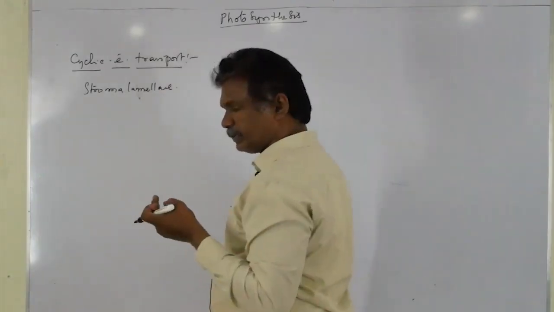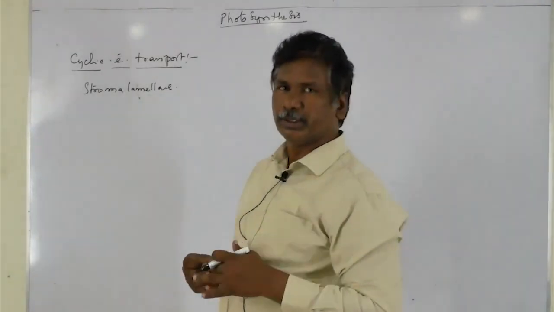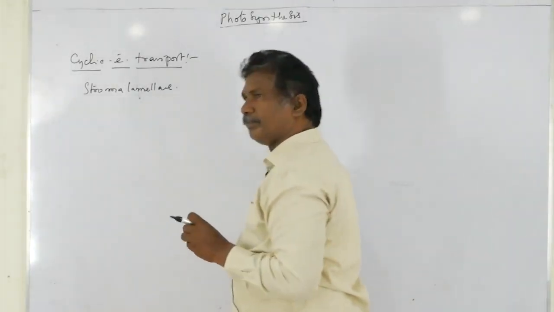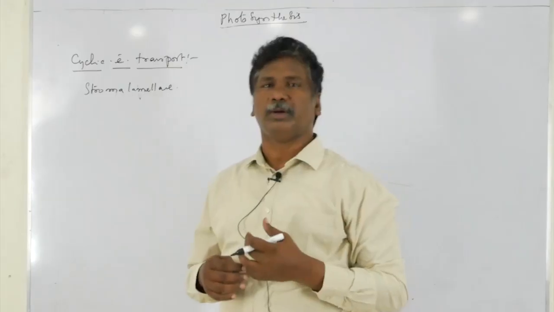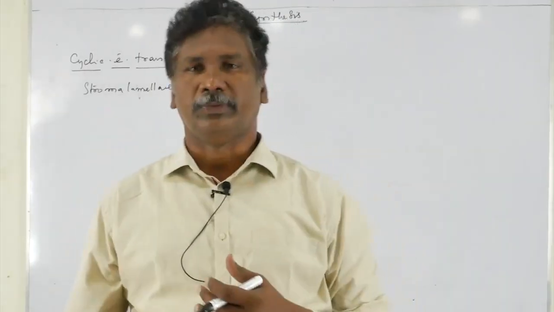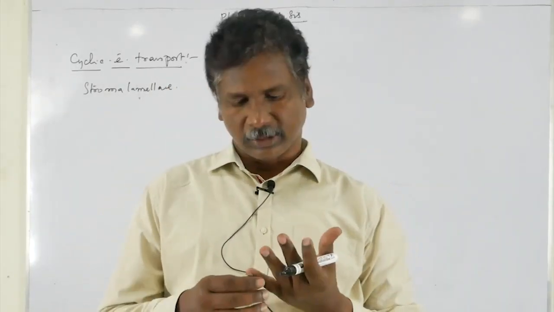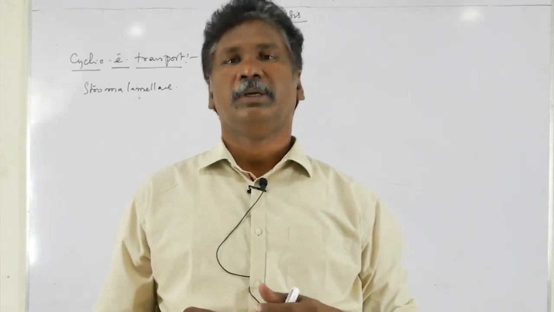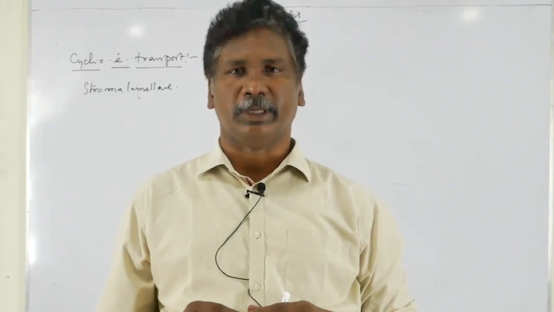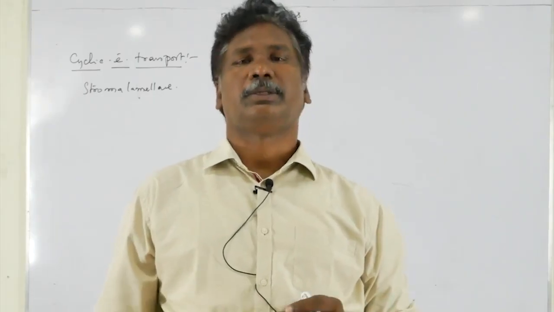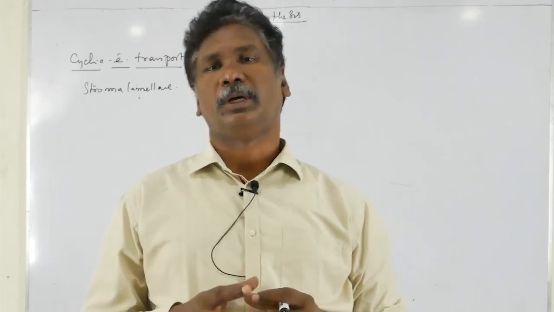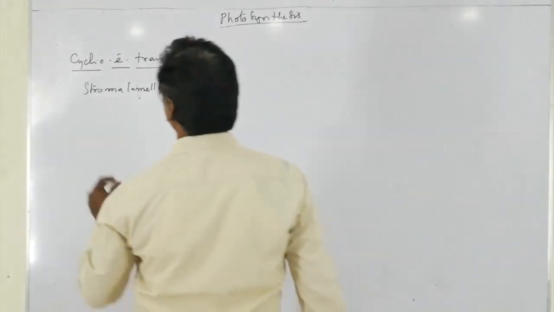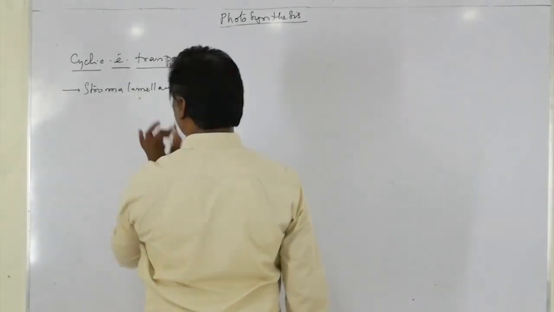Why does it not take place within the grana? It takes place only in the stroma lamellae because of the lack of an enzyme, called NADP oxidoreductase, also called NADH dehydrogenase, and PS2 is also absent in the cyclic electron transport. It means it takes place in stroma lamellae.